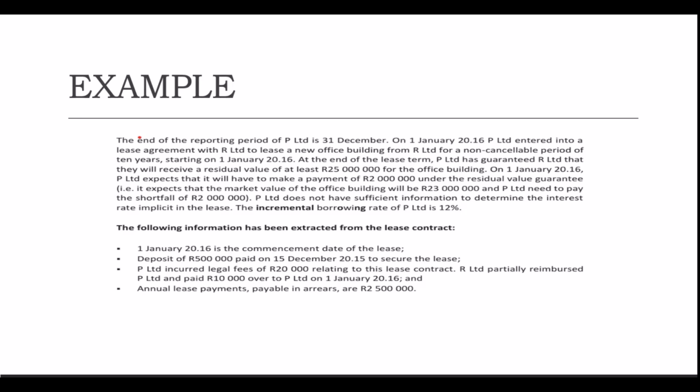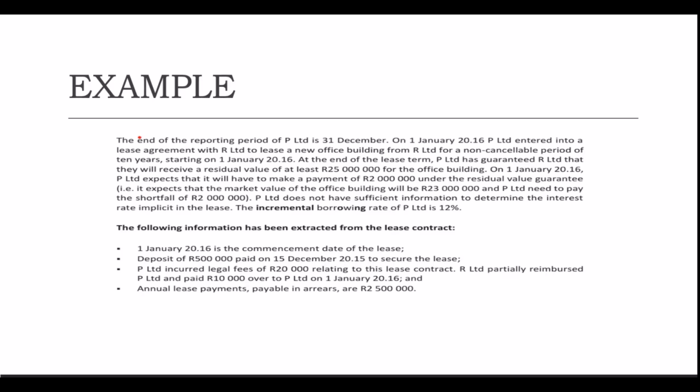Okay. So this question is saying that P Limited has guaranteed R Limited that they will receive a residual value. So it's just saying that at the end of the lease term, the value of this building is going to be 25 million.